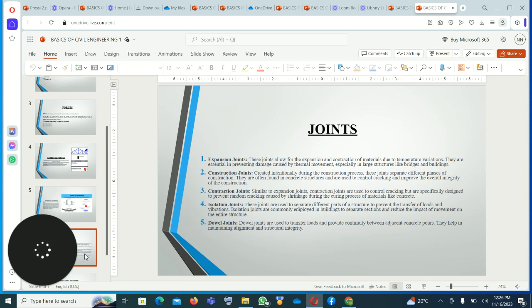While the construction joints are created intentionally during the construction process. And these joints separate different phases of construction.